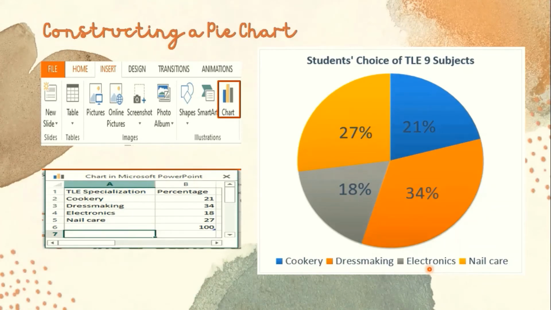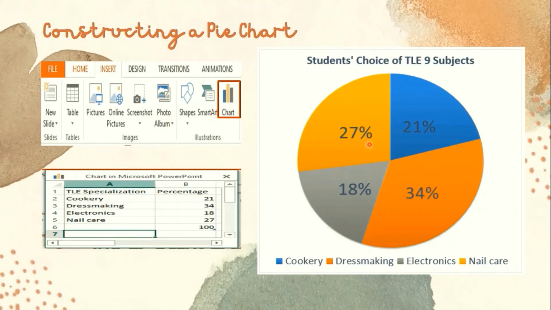Say, which TLE9 subject has the greatest proportion chosen by the students? Pinakamalaking proportion out of the 4 ay 34%. This is orange, therefore, dressmaking. On the other hand, what TLE subject has the least percentage? Ang pinakamaliit ay 18%. Gray ito, kaya this is pertaining to electronics. What percent of the students chose nail care? So, nail care natin ay kulay yellow, 27%.